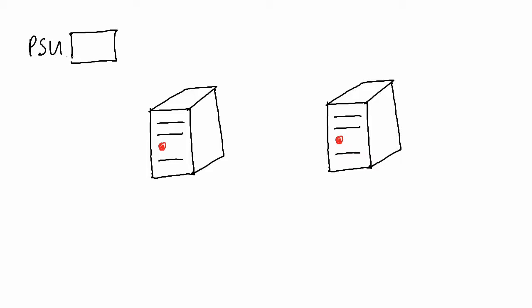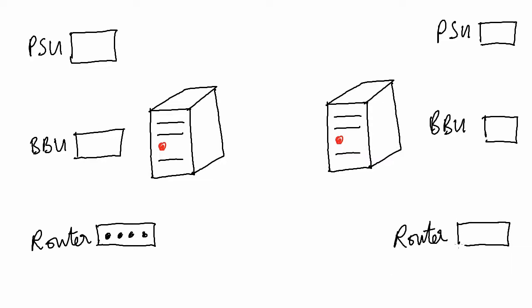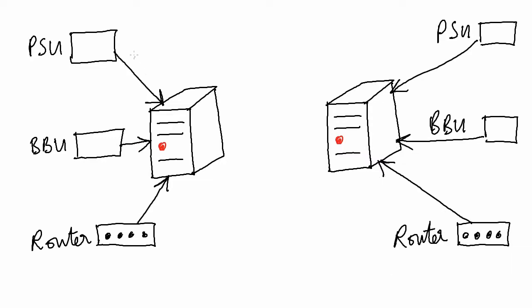An availability set is where two VMs are distributed across two different fault domains. Different fault domains isolate common pieces of infrastructure from each other, such as power supplies, battery backup units, networking, routers, that kind of thing.